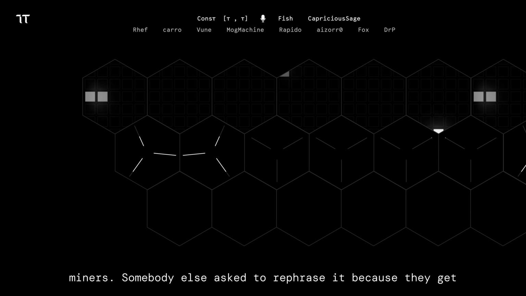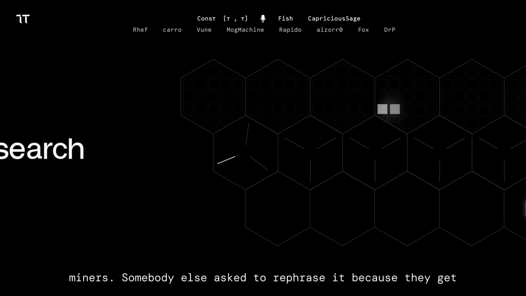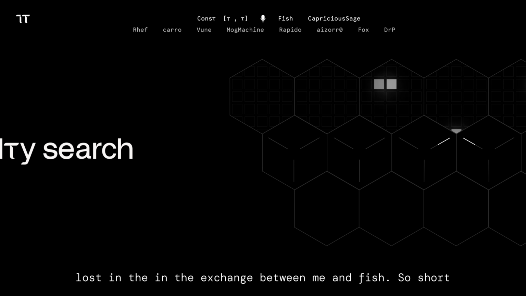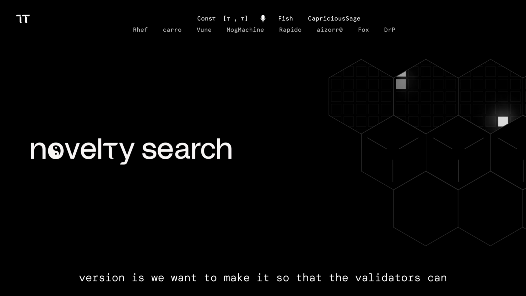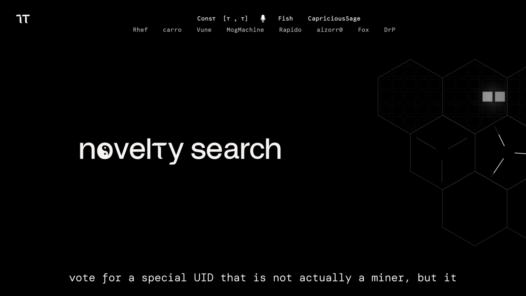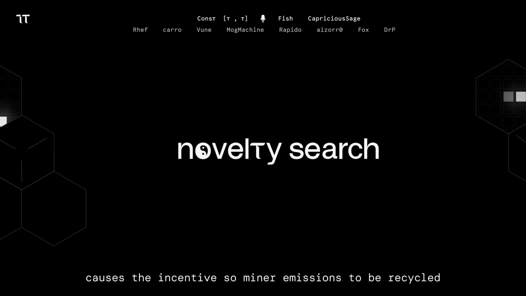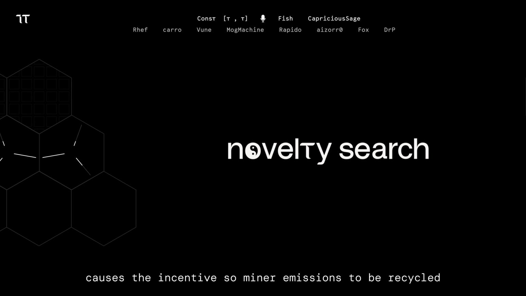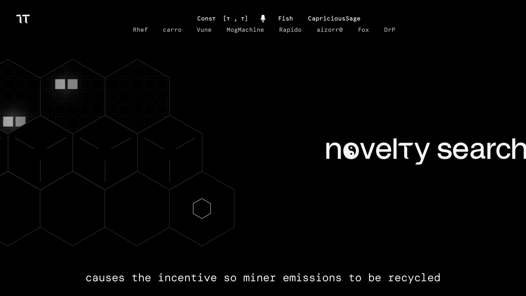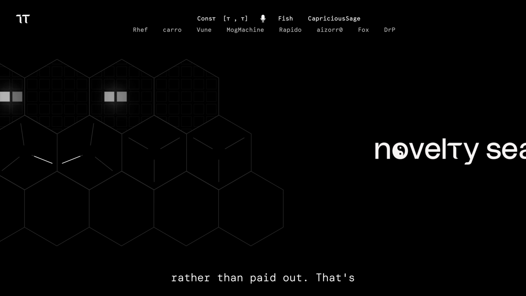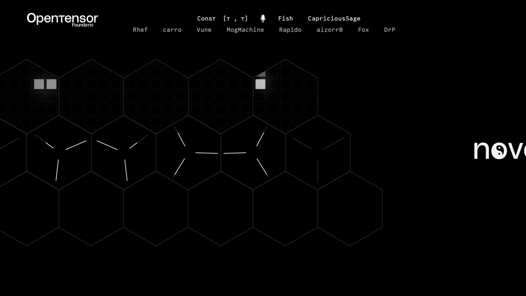Okay, and somebody else asks to rephrase it because they got lost in the exchange between me and Fish. Short version is, we want to make it so that the validators can vote for a special UID that is not actually a miner, but it causes the incentive, so miner emissions, to be recycled rather than paid out. That's it. So I like the idea.